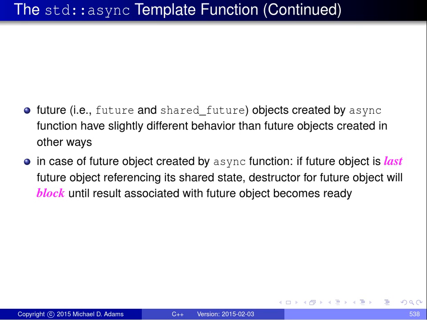So this is a peculiarity of future objects that are created by the async function. So this is just something to be aware of. There's sort of an inconsistent behavior in how future objects behave depending on whether they were created by the async function or created by some other means.